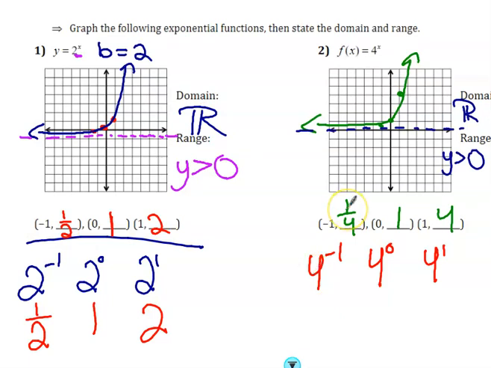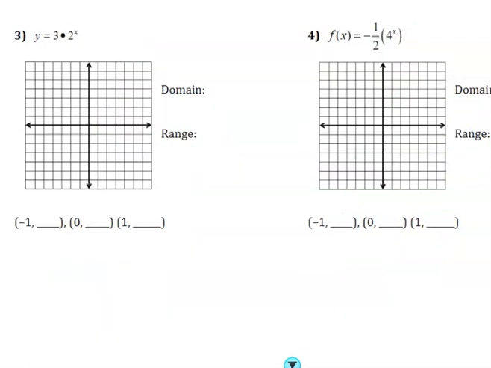4 to the negative 1 is 1/4. 4 to the 0 is 1. And 4 to the first is 4. Okay? The domain is all real numbers. The range is still y is greater than 0. There's nothing smaller. You cannot touch the 0. Okay? All right, the next two.